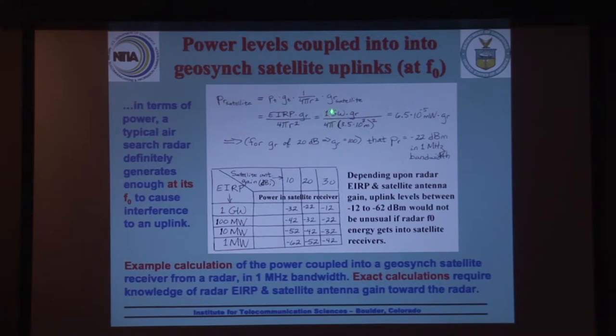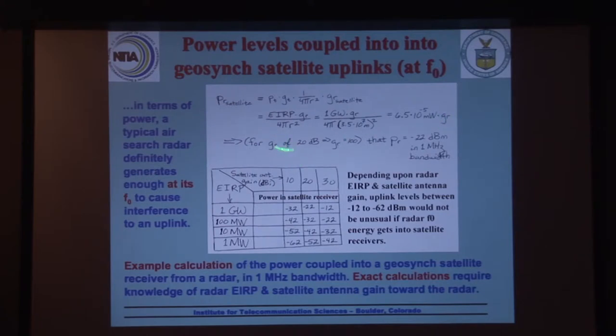Now we can plug in some numbers. Typical EIRP from an air search radar peak is a gigawatt. And we know 1 over 4 pi r squared, because the satellites are 22,000 miles up. We'll do our calculation in meters. That's 3.5 times 10 to the 7 meters squared. What we get is 6.5 times 10 to the minus 5 milliwatts times the gain of the satellite receiver antenna in orbit.